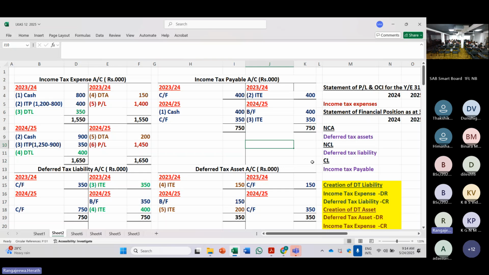Creation of deferred tax liability, debit tax expense, credit tax liability, deferred tax liability, and creation of deferred tax asset, debit deferred tax asset, credit income tax. And this deferred tax asset liability is calculated as at the year. Balance is given as at the year. So year to year, creation of deferred tax asset or liability is the difference between opening and closing balance.